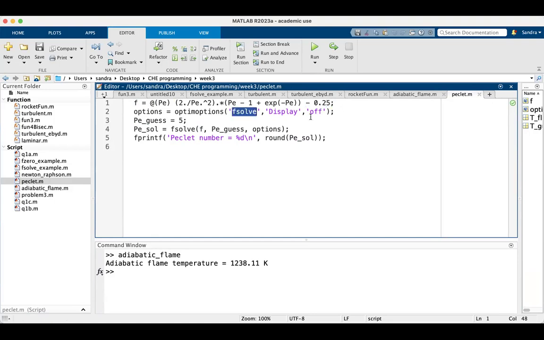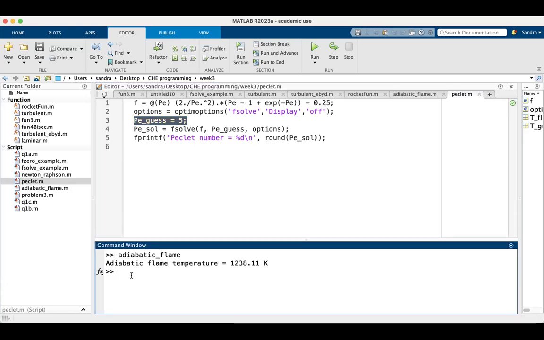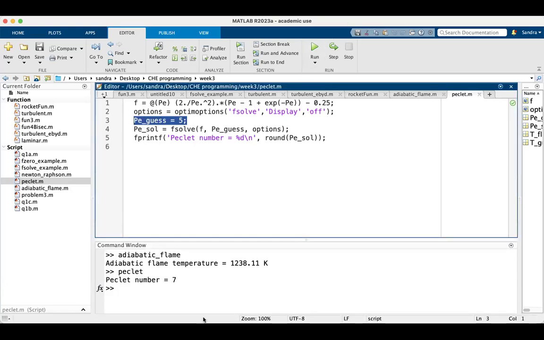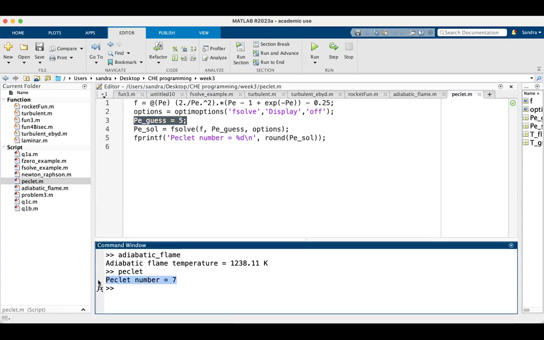And again, in optim options, I'm giving display off. And this is the initial guess for the Peclet number. And the rest everything remains the same. So I'll just run this. And you get the Peclet number is equal to 7.